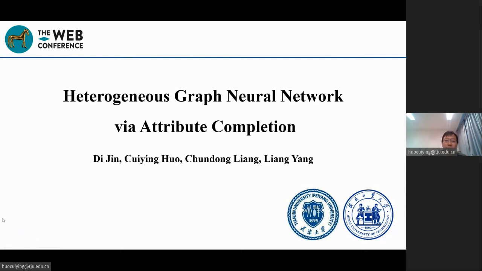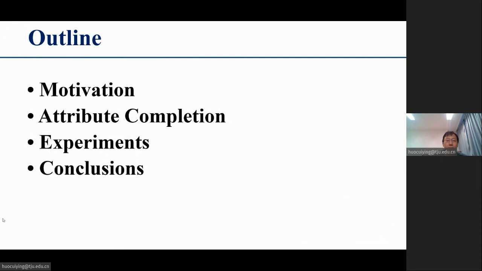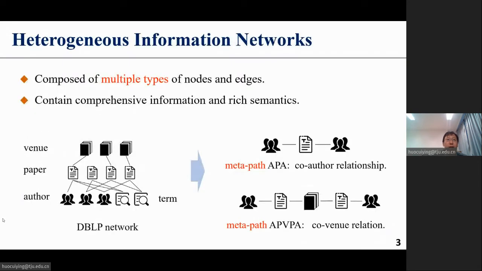Here I will present our work on heterogeneous graph neural network with attribute completion. First, I will introduce the motivation. Generally, a heterogeneous network has multiple types of nodes and edges.